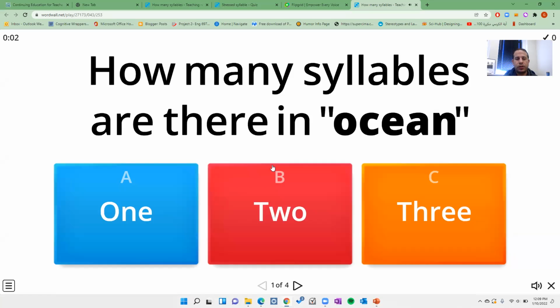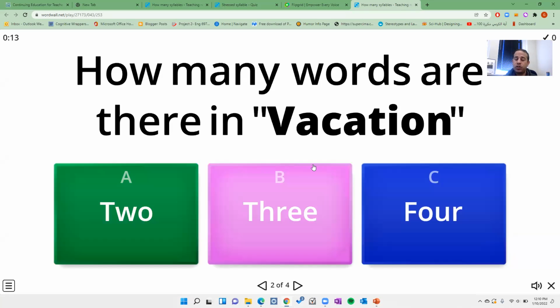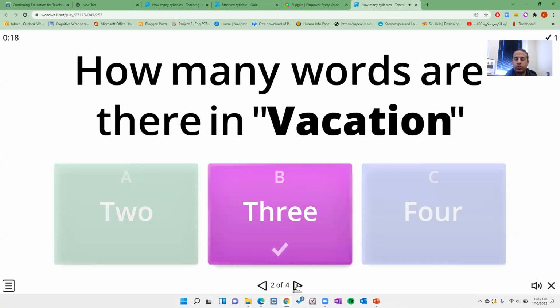Okay, would like to answer the first one. How many syllables are there in ocean? 1? No, because we have 2 syllables. 2, yes. Let's go to the next one, which is vacation. We have already answered this. Yes, it has 3. Let's go to the next one.